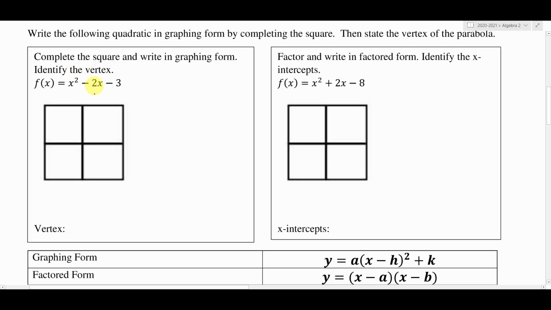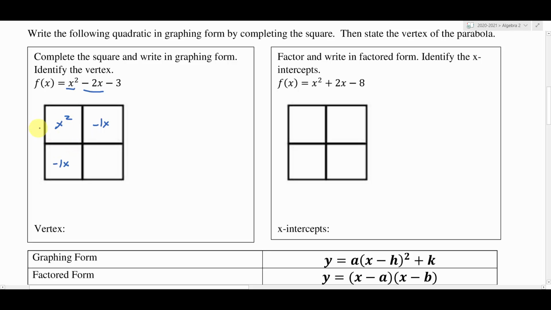All right. So here we're going to complete the square. Remember, step one, we're going to take that x squared term. It goes in the upper left-hand box. The middle term, this negative 2x, we're going to chop that in half. So we're going to get negative x. If I take negative 2 and divide it in half, you get negative 1x and negative 1x. So there's my negative 2x being distributed between that first diagonal.